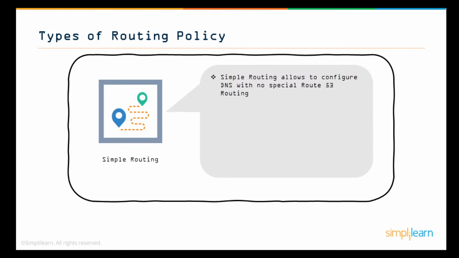Now what does a simple routing policy do? Simple routing allows you to configure DNS with no special Route 53 routing. That means with the help of a simple routing policy, we can route the entire domain traffic to a single server, which means that in the backend, the website or web application would be running only on a single server, and 100% of the traffic would go to that server only. There will be no bifurcation. It routes traffic to a single resource, for example a web server to a website.